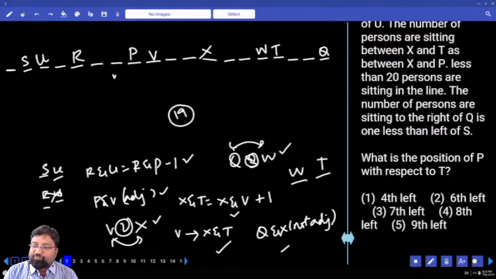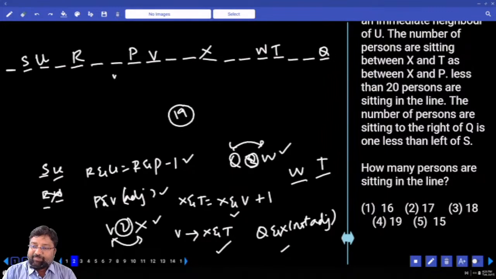What is the position of P with respect to T? Left side, 1, 2, 3, 4, 5, 6, 7, 8. 8th to the left, do you have it in the options? Yes. How many persons are there in the line?